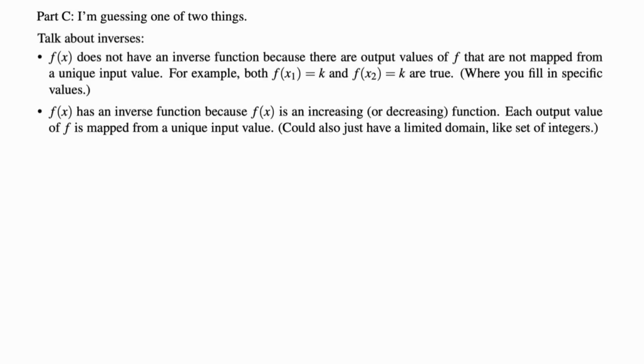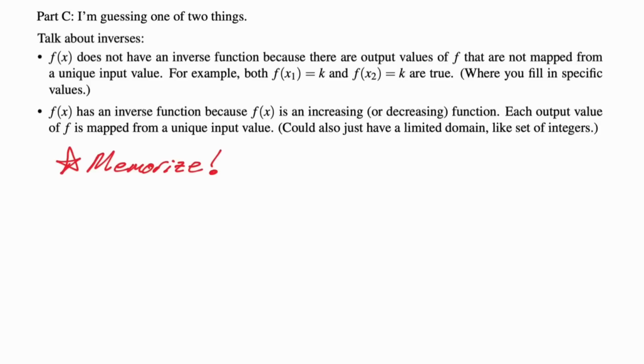Or you can say that f has an inverse because f is an increasing or a decreasing function. For example, they might just tell you that. Or each output value of f is mapped from a unique input value. I think you should definitely make that statement: each output value is mapped from a unique input value. I think you could also have a limited domain where they just say the x values in the table are 1, 2, 3, 4, 5, and that is the domain of the function. That's actually easier, because then no matter what, you can just look through the table and be sure. You don't have to know increasing or decreasing at that point. Okay, so I do think you should memorize these. Just memorize them. There's not that many things to memorize.